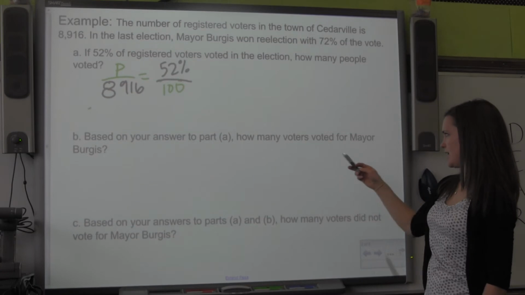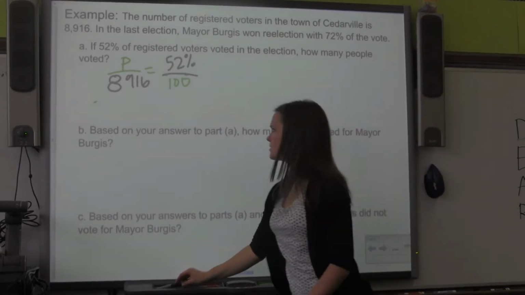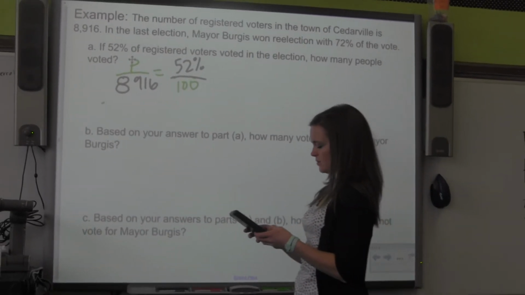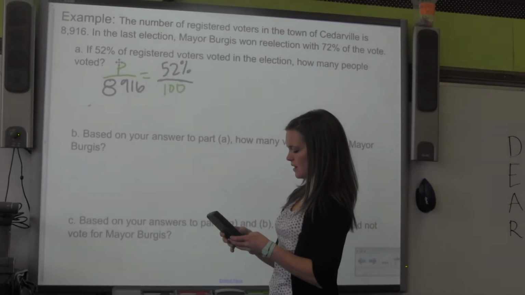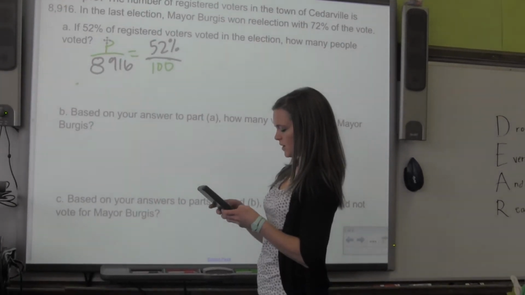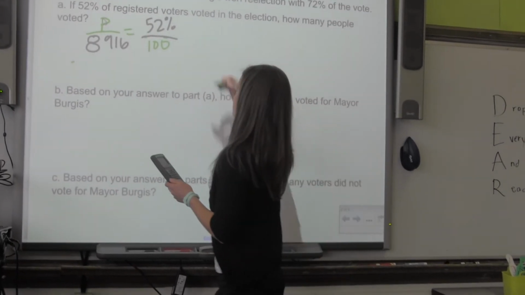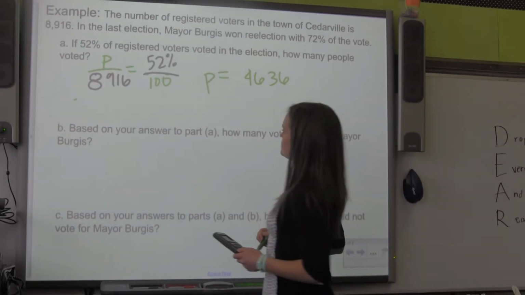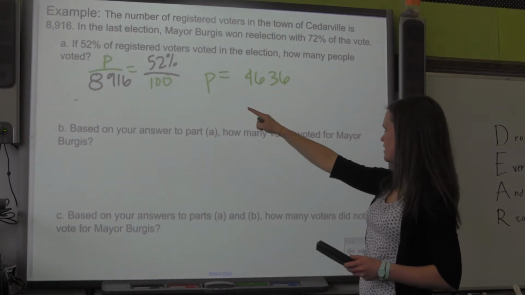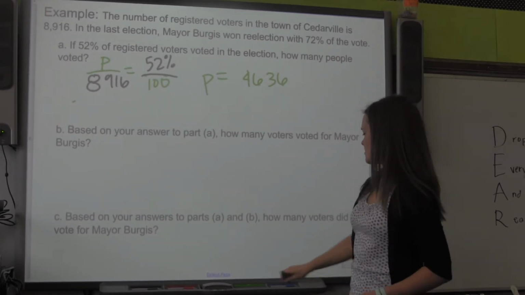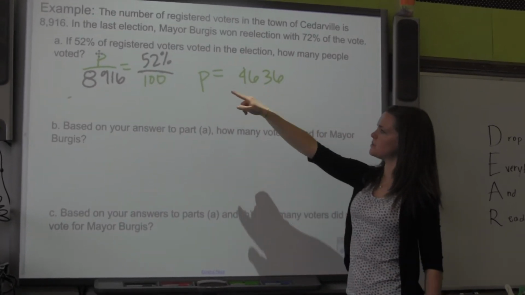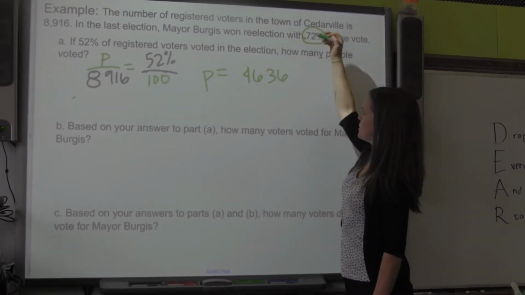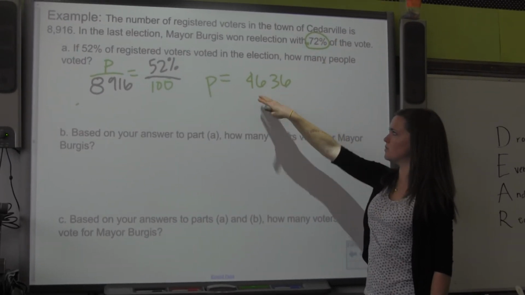B, based on your answer to part A, how many voters voted for Mayor Burgess? So it looks like we're going to actually have to calculate this so we can use it in part B. So I would take 52 times 8,916 divided by 100. So the number of people that voted is 4,636. All right. Based on your answer to part A, how many voters voted for Mayor Burgess? So I know that this many people voted, and then it tells me Mayor Burgess won the re-election with 72% of the vote. So 72% of these people voted for the mayor.